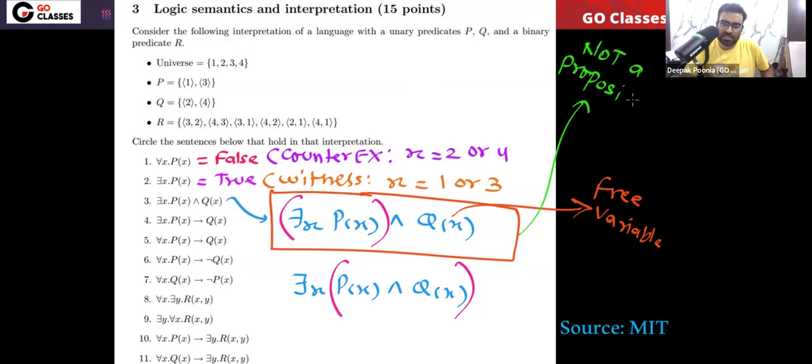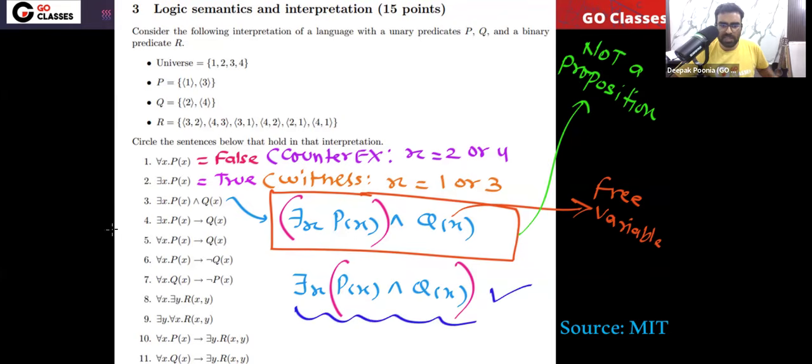The existence of a free variable means it is not a proposition, so we cannot find a truth value for it. We cannot say it is true or false because it will depend on the free variable, so it is not a proposition. Okay, so remember here that this is the correct interpretation.